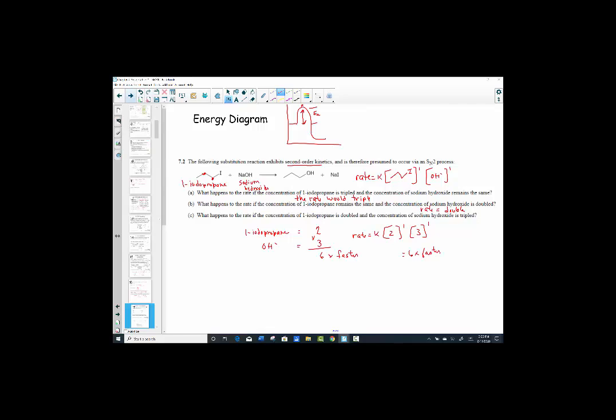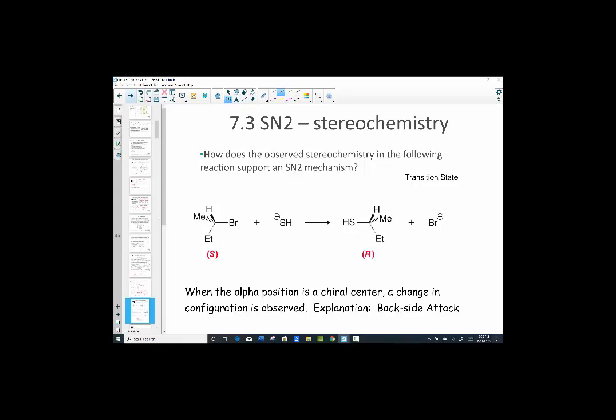Little kinetics review. How does the observed stereochemistry in the following reactions support an SN2 mechanism? This is a great pausing point. I'm going to come back and talk about stereochemistry and its consideration in terms of chiral centers in our next lesson. We've been going about 50 minutes. Let's pause, take a break, and then come back when ready, and we'll pick up this lesson there.